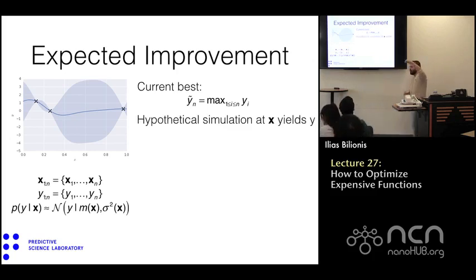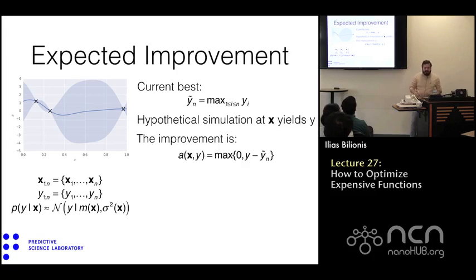Now, you say, let me do a hypothetical simulation at x, and let's assume that I observe y. So go to x and assume that you see y. The improvement you're going to get in your objective by this hypothetical simulation is this. It is 0 if y is smaller than the current best you have found. Otherwise, it is the difference between the current best and y.